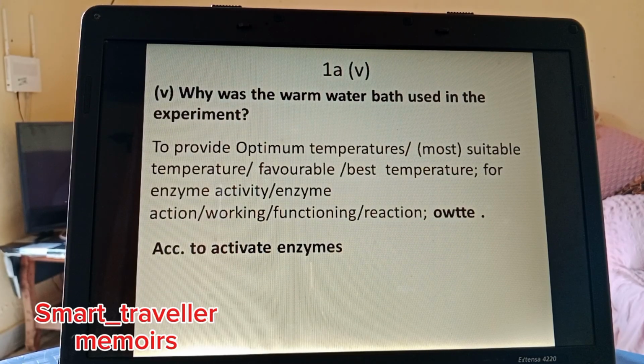So, Roman 5, why was the water bath used? Experiment to provide optimum temperature or most suitable temperature or favorable temperature for enzyme activity or enzyme action, working or functioning or reaction or ones to that effect. Except it was put in warm water to activate enzymes.